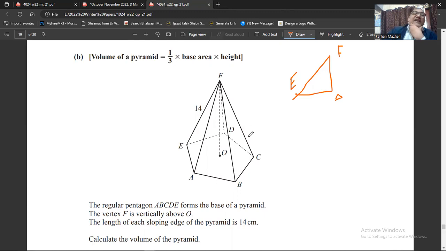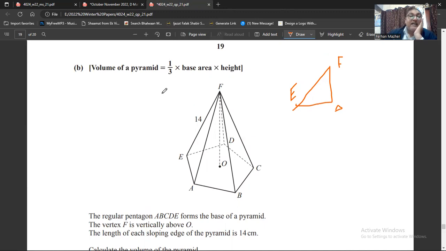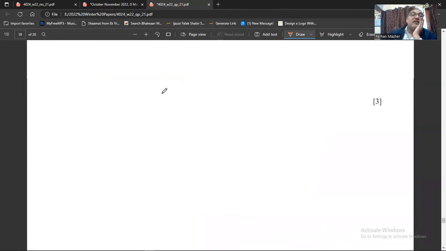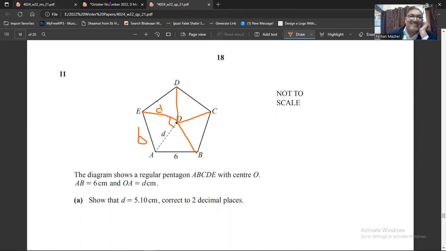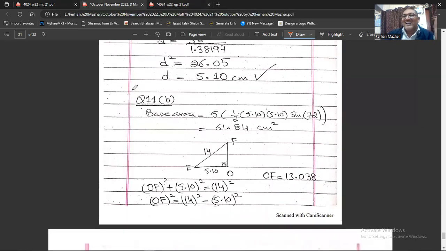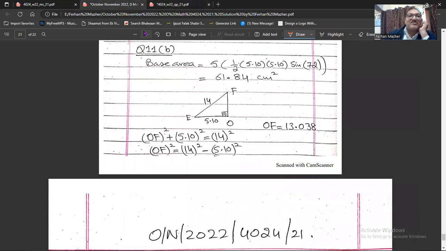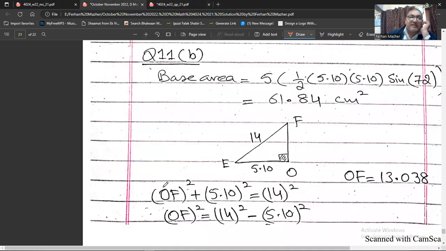Then I need the area of the base of this pyramid, which is a regular pentagon, and that regular pentagon is this. I know this angle is 72, I know this is 5.10, I know this is 5.10. I will find the area of this triangle, then multiply it by 5. I will get the area of this whole pentagon. I hope you understand the strategy. Then I can find the volume of the pyramid. That's no problem. It's a very, very easy thing.